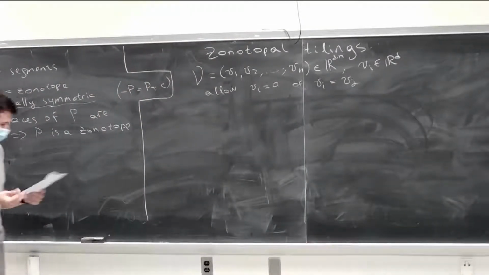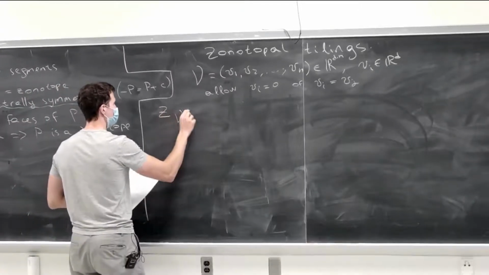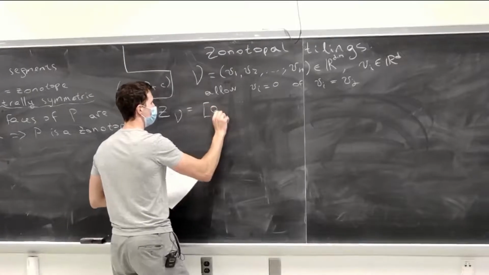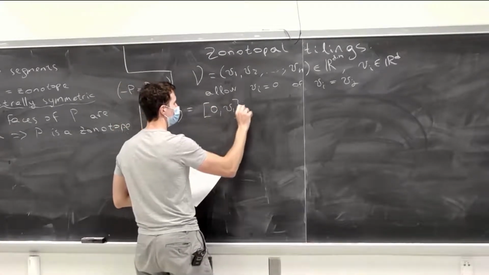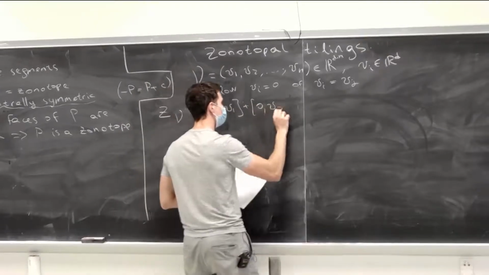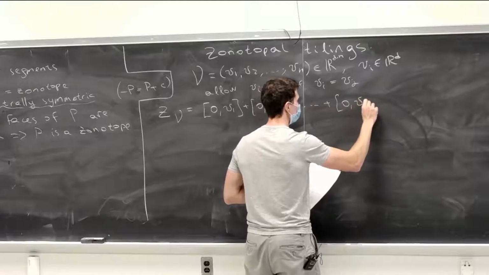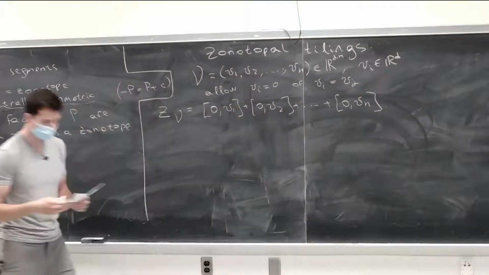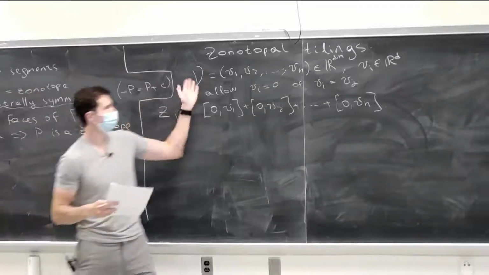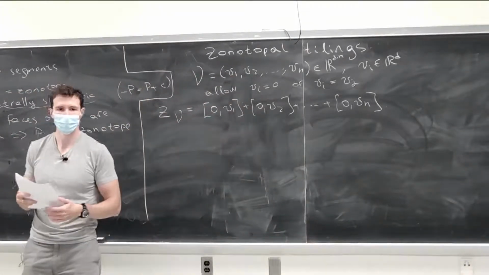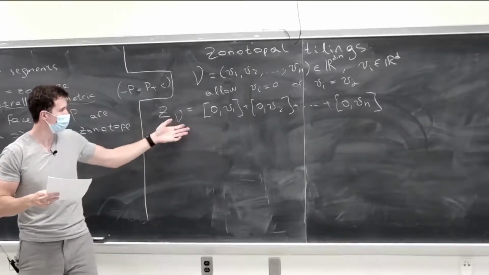And then the corresponding zonotope, Z_V, is defined as the sum of the corresponding line segments from the origin to each vi. So you give me a bunch of vectors, and then I get a polytope. And I want to figure out the combinatorics of this polytope in terms of these vectors.